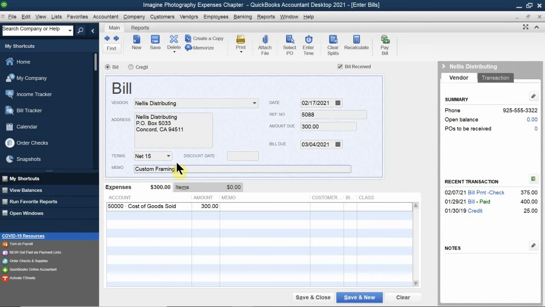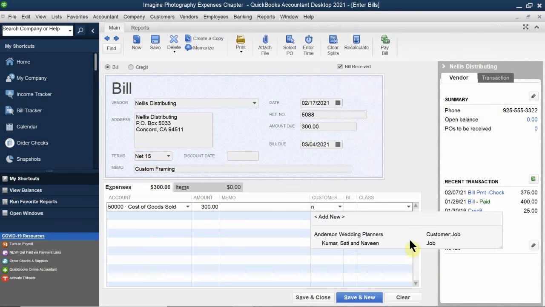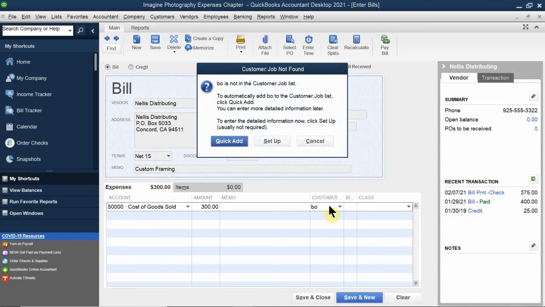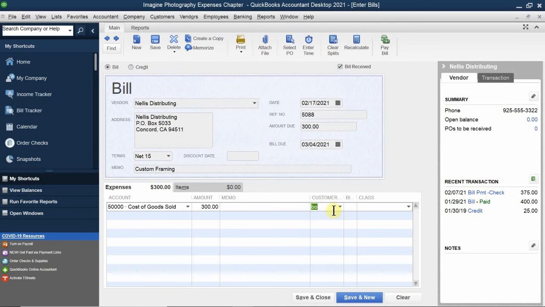Okay, and of course, everything is set there. Now, is there a particular person that we bought this for? In this case, we bought this for Bob Mason, who is from San Jose. So Bob Mason, B-O-B, and he is from San Jose. Let's say we bought some custom framing for Bob Mason. They charged us $300. Okay, and I'm going to go ahead and save and close.